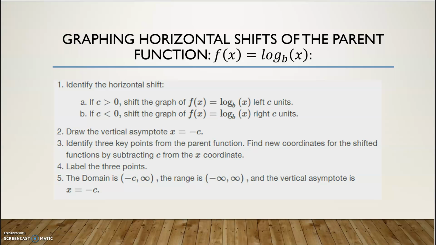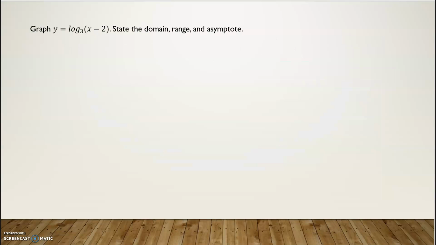Okay, so if we're going to be graphing the horizontal shifts, if c is greater than 0, we're going to be moving to the left. If c is less than 0, we're going to be moving to the right. And then we're going to draw the vertical asymptote, x is equal to negative c, and identify your key points and plot those, and then we'll have the domain is negative c to infinity, and the range is all real numbers, and your vertical asymptote will be x is equal to negative c. So let's look at this one.